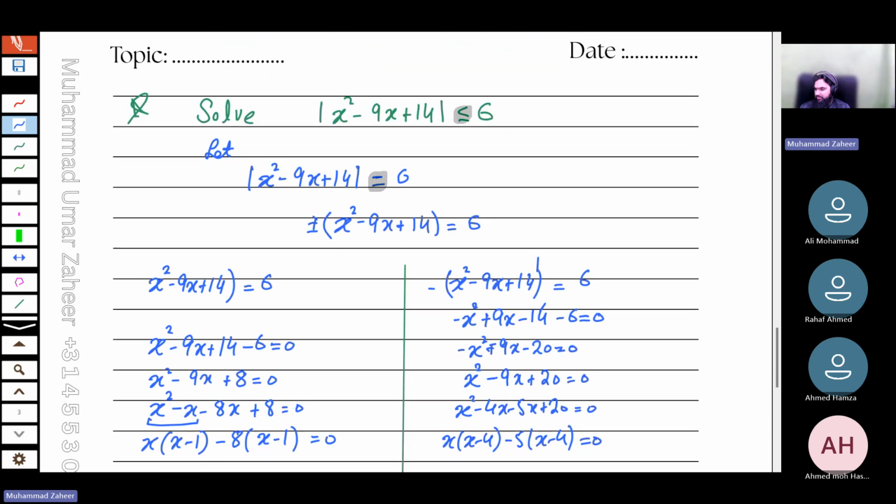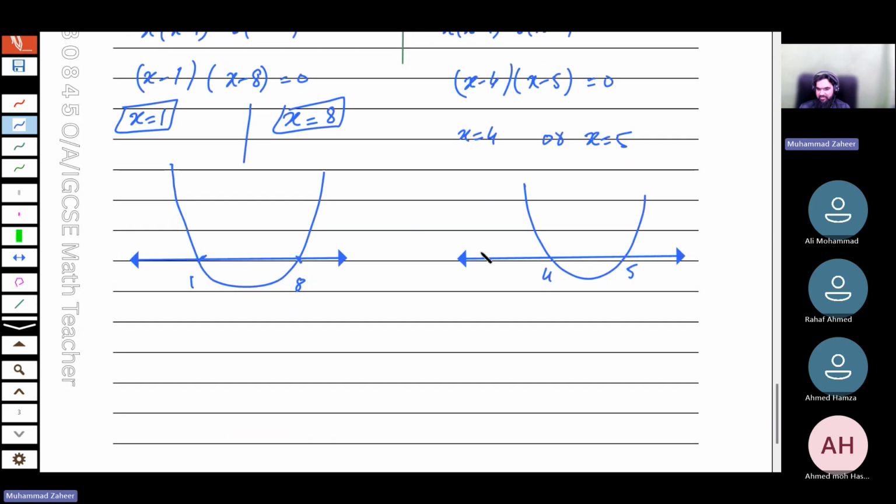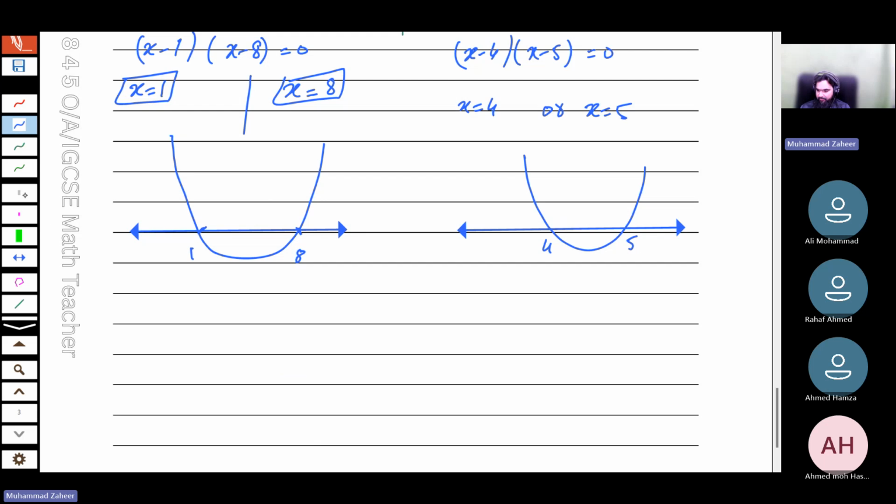So look here, it is going to be lesser than. If I take this value 0, it is going to be lesser than 0. Lesser than 0 means you have to take the lower portion. In the same way, here you have to take the lower portion as well. So you will get the inequality as x is greater than or equal to 1, less than or equal to 8, and x is greater than or equal to 4 and less than or equal to 5.